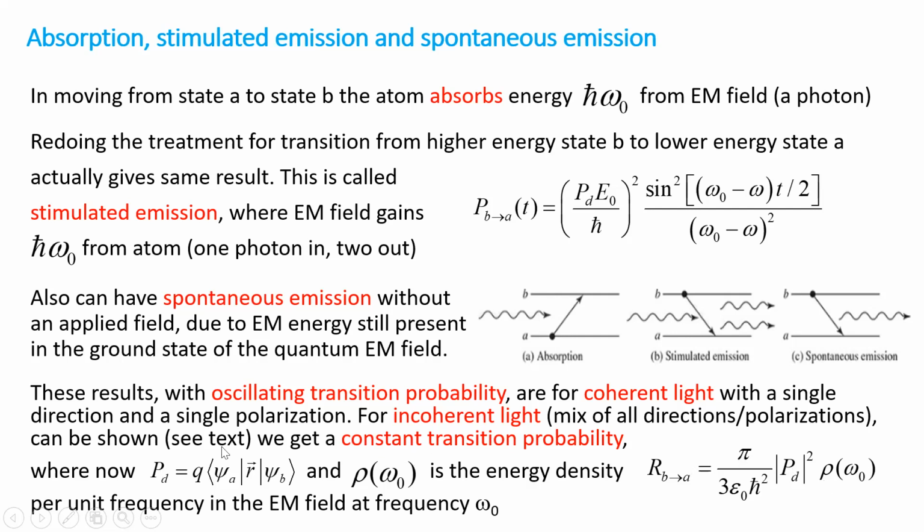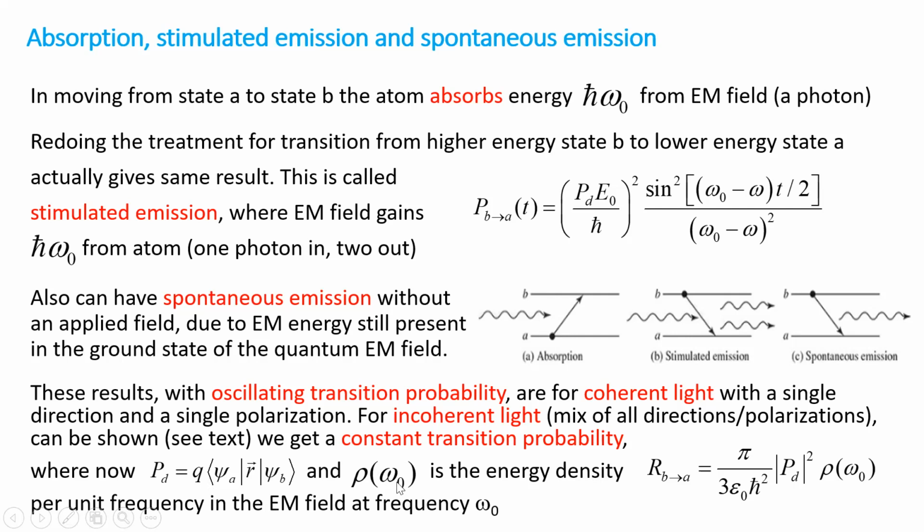Now the dipole matrix element, which before was ⟨ψ_A|z|ψ_B⟩, because we had a definite polarization, a definite direction. Now the direction of the electromagnetic wave can be anywhere, so any direction in space. So we need to use r, which represents any direction in space, for this matrix element ℘, the electric dipole matrix element. And then ρ(ω₀) is the energy density. Okay, rho is density. So energy density per unit frequency in the electromagnetic field at a frequency of ω₀.